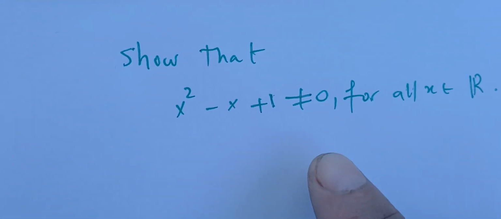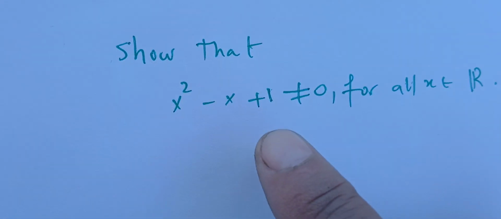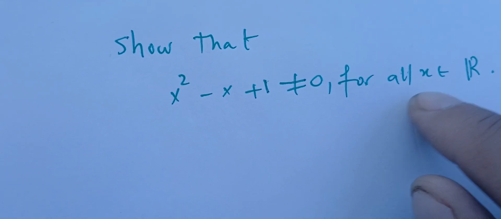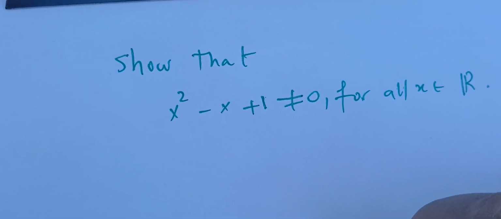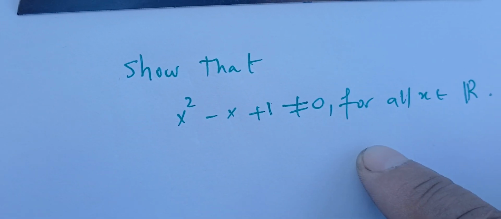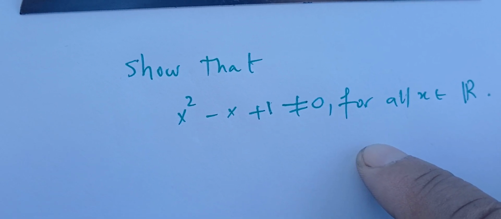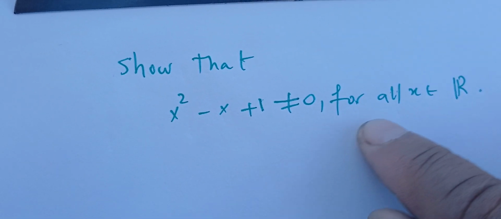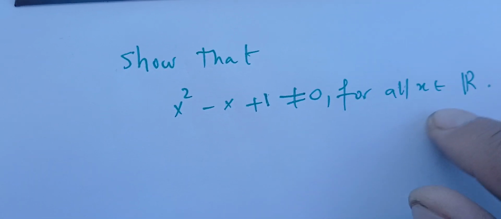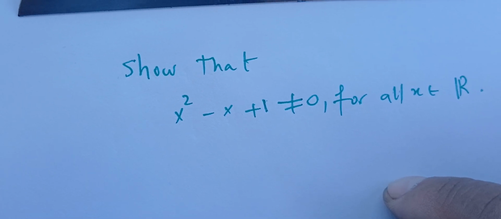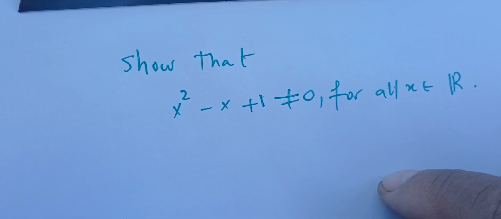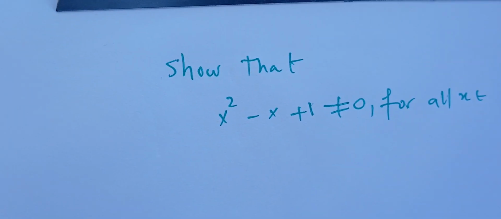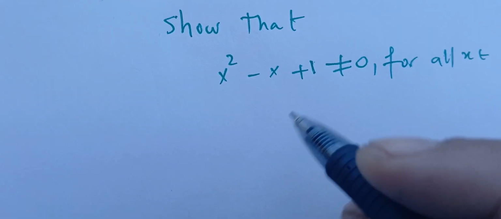In this video, we're going to try to prove the following, that x squared minus x plus 1 is different from 0 for all x's in R. This is a very good way to deal with this kind of questions. We will try to do it in many different ways and give some explanation for this one, either using algebra or geometry.